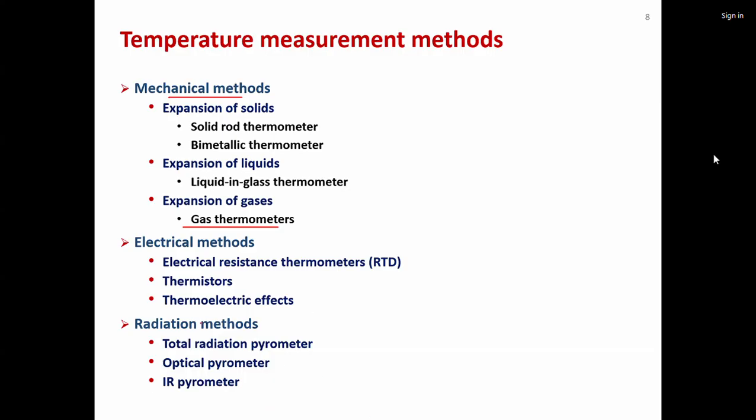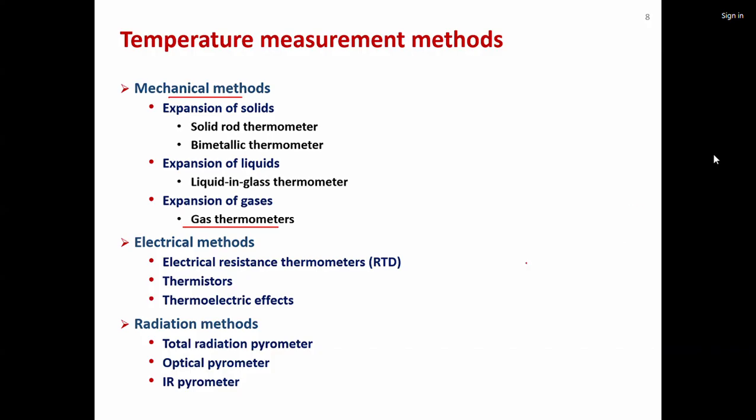Then you have radiation methods. In radiation methods, as I said, it is a non-contact technique. Okay, so unlike a thermocouple or RTD, you don't physically intrude into the source whose temperature you want to measure. You just use electromagnetic methods to predict temperature. So you will talk about total radiation pyrometer, optical pyrometer, and infrared IR pyrometer.